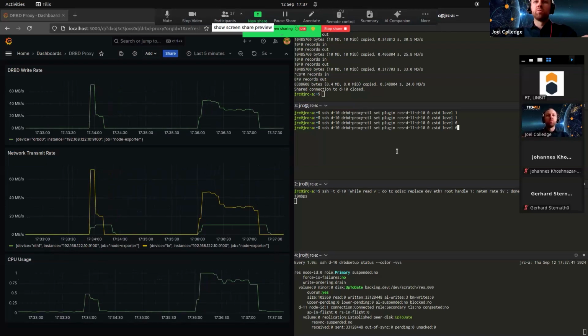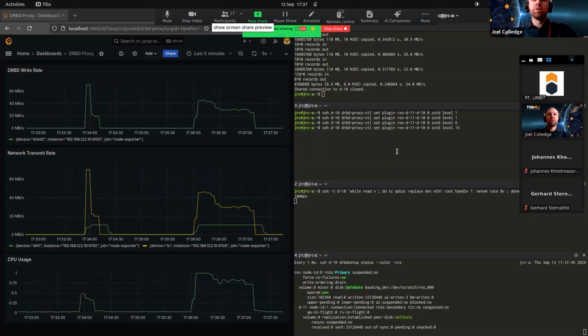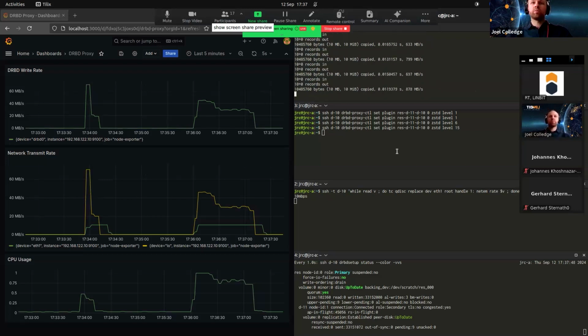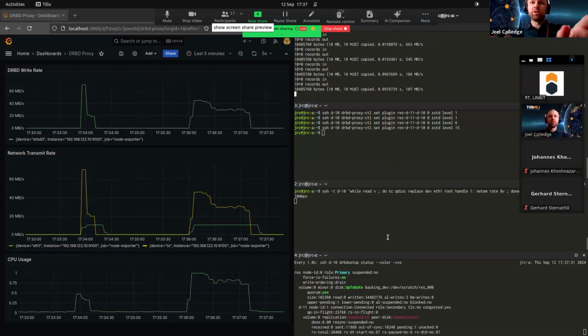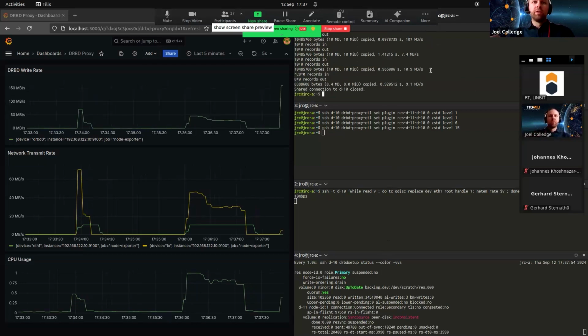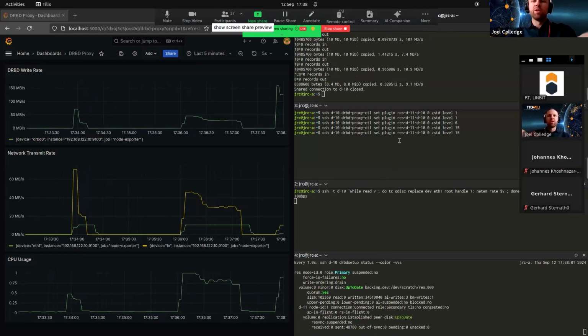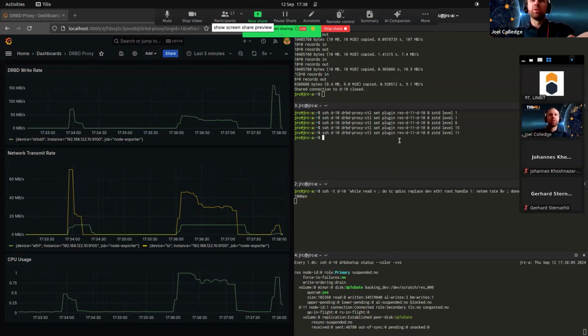We could do the same thing with a higher compression level and see what happens. Oh, it lost connection. Not very happy. I wonder what happened there. Seems to have reconnected. Maybe the compression level is too high. Let's go for something in between.